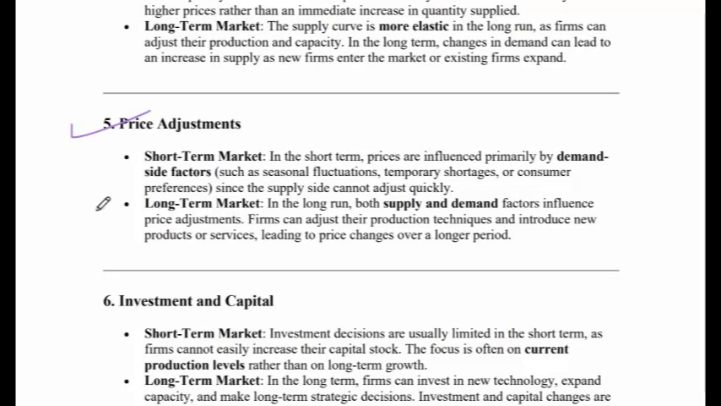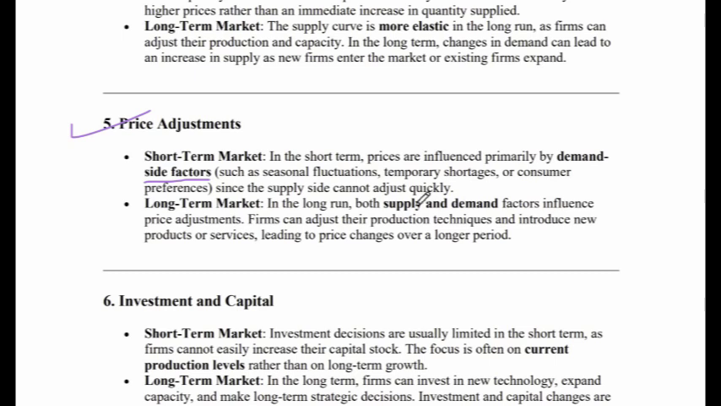Okay, price adjustments I think is important. We'll cover this also. In short-term market, prices are influenced by demand side factor. Okay, because we saw the first point was demand and the fourth point was supply flexibility. तो डिमांड से शॉर्ट टर्म मार्केट में प्राइस इन्फ्लुएंस होता है. सीजनल फ्लक्चुएशंस होगा या टेम्पररी शॉर्टेज होगा तो प्राइस में फ्लक्चुएशन होगा शॉर्ट टर्म मार्केट में, या कंज्यूमर प्रेफरेंसेस चेंज हो जाएंगे तो भी शॉर्ट टर्म मार्केट में प्राइस बढ़ेगा या कम होगा. क्योंकि व्हाई डज द प्राइस इंक्रीज, बिकॉज द सप्लाई साइड कैन नॉट एडजस्ट क्विकली.